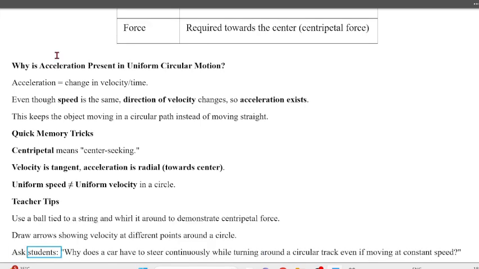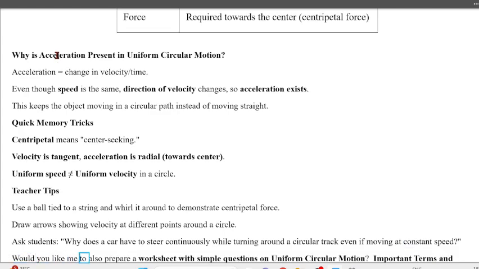Ask students, why does a car have to steer continuously while turning around a circular track even if moving at constant speed? Would you like me to also prepare a worksheet with simple questions on uniform circular motion?